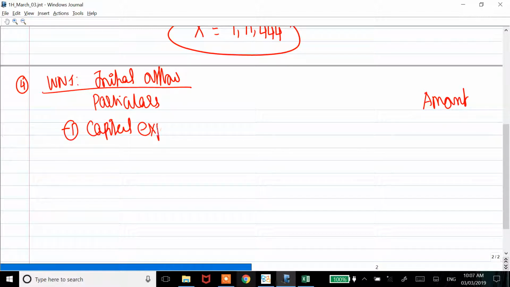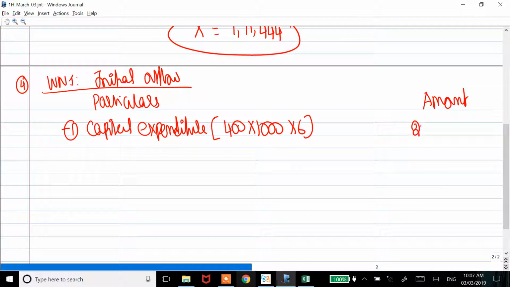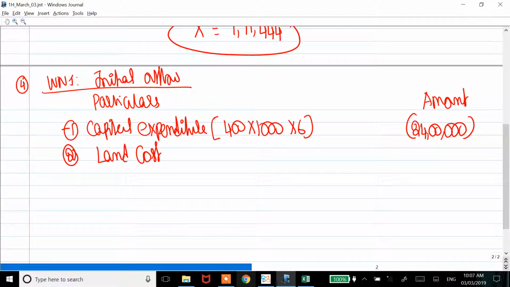Capital expenditure. Read the question and let me know this number. Some construction cost into what? Okay, 400 per square feet into 1000 square feet into 6 flats. This is basically the construction cost.